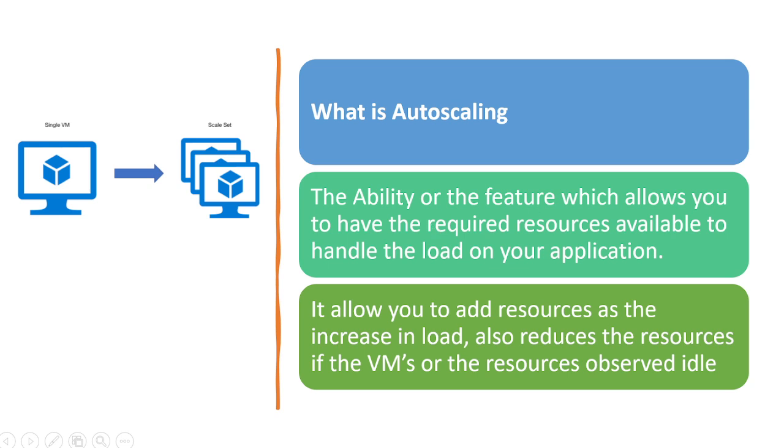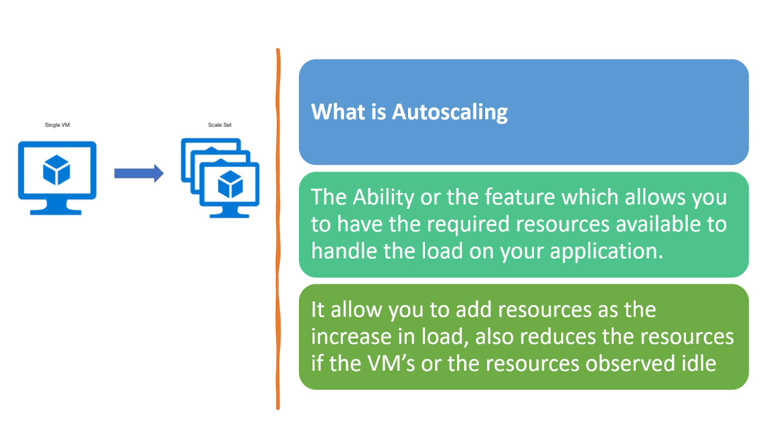So today we are going to talk about a concept called auto scaling. Auto scaling is one of the features available in cloud. As and when the requirement comes, your compute will increase its capacity, or decrease its capacity when there is no requirement. The definition of auto scaling is the ability of the feature which allows you to have the required resources available to handle the load on your application whenever there is a requirement.